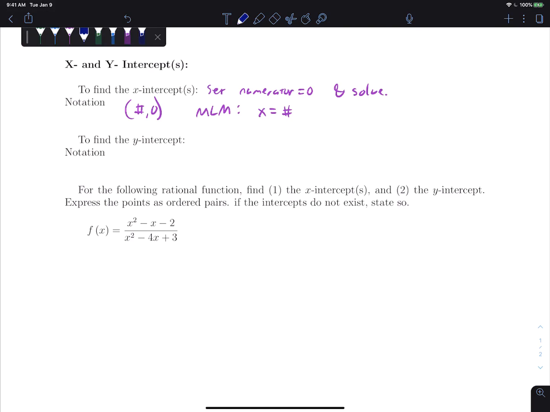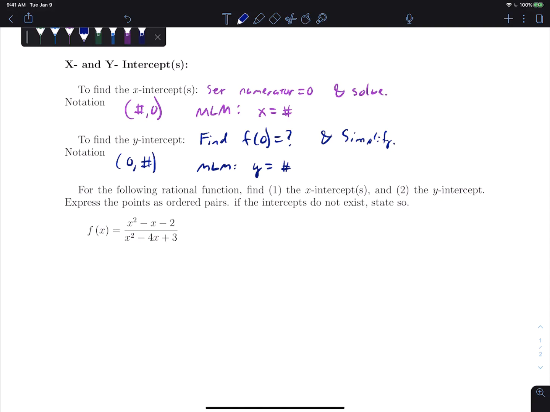As for the y-intercept, we're going to just find the following. We really just want to find f of 0. And so the notation would be 0 comma a number. And again, MyLabMath would be y equals that number, whatever it happens to be. And that's pretty much it. I mean, this really is nothing new for any of us here, at least at this point.